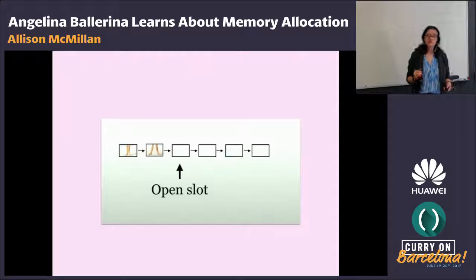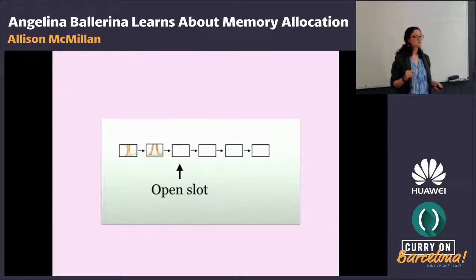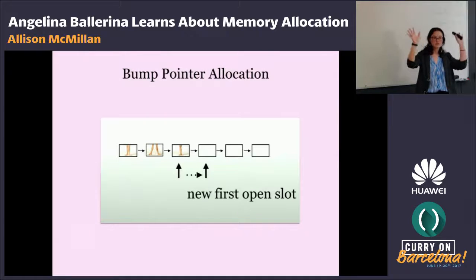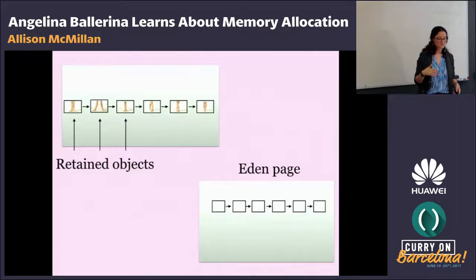The list is what's called a free list, which means the program looks to find the first open slot, and that becomes the Ruby object. Once the slot is filled, the pointer, which is just a thing that says like, here, look at me over here, moves to the next free space, and that's called bump pointer allocation.